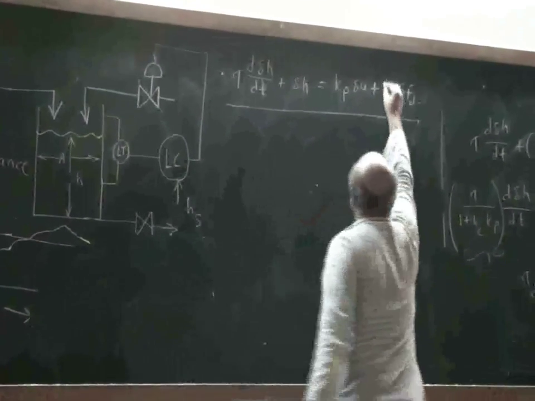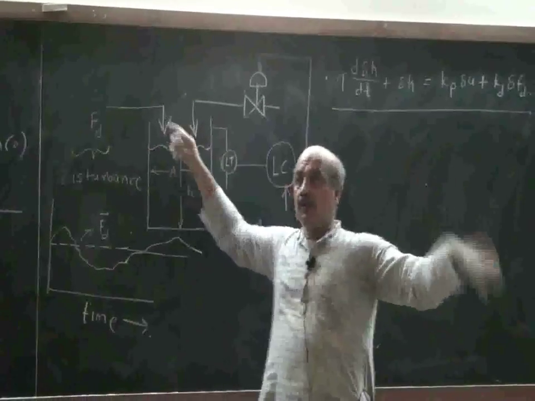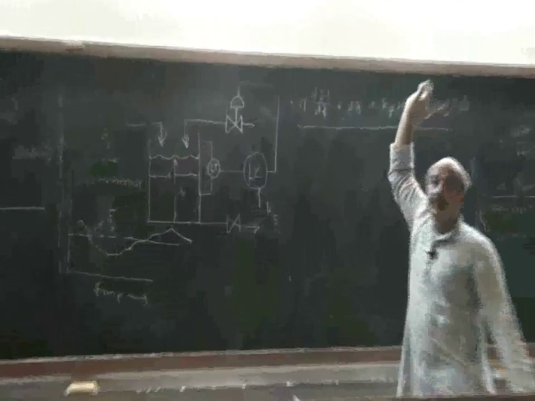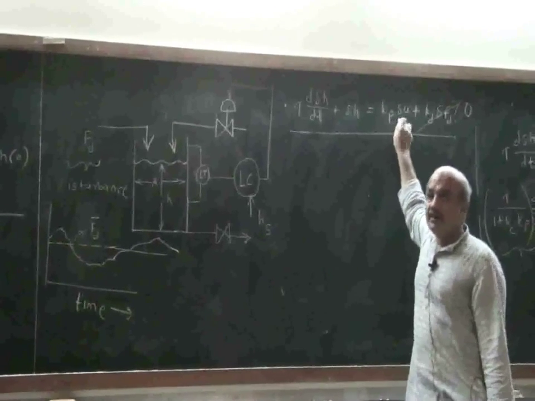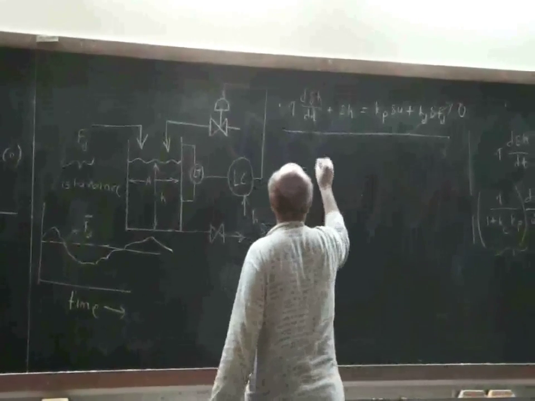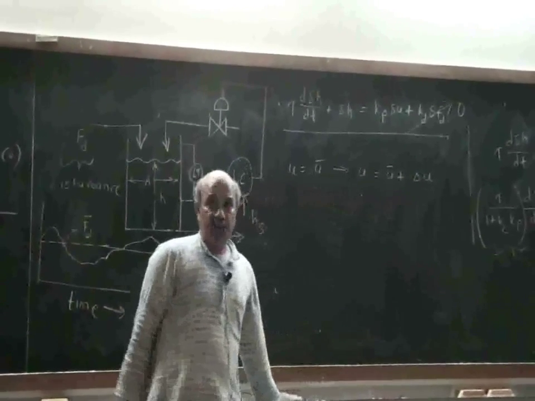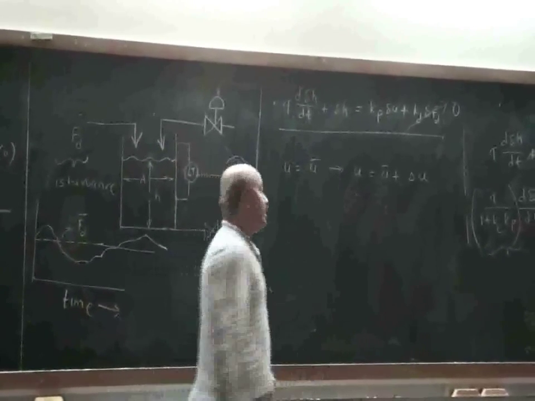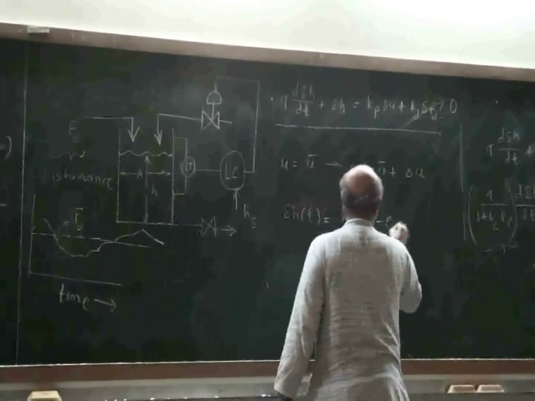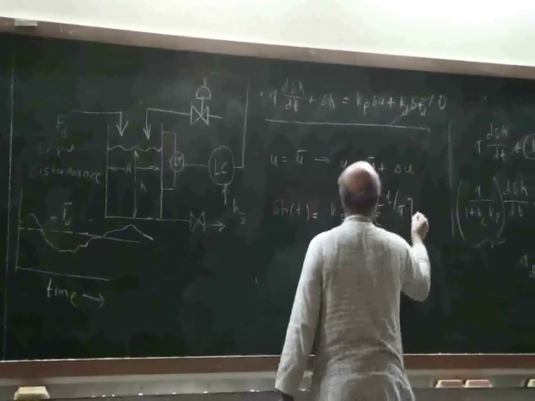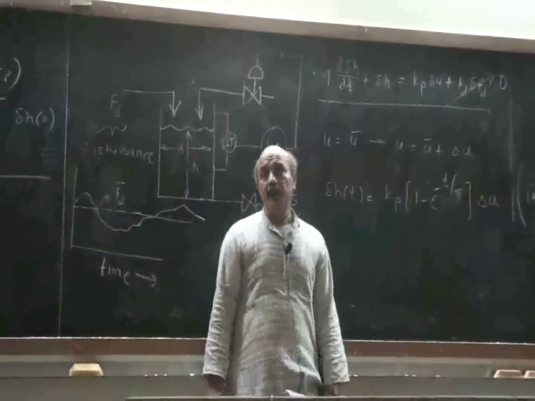What you are going to do is that you are going to have a system with two inputs. You are going to keep one input constant. Suppose I keep this input constant, so this is zero. I don't change this. This is held at a constant value. What I do is, I give a change here, from U equal to U bar to U equal to U bar plus delta U. For this particular change, I can analytically write that delta H(t) should be Kp times (1 minus e to the power of minus t by tau) times delta U. I can write an analytical expression for this.